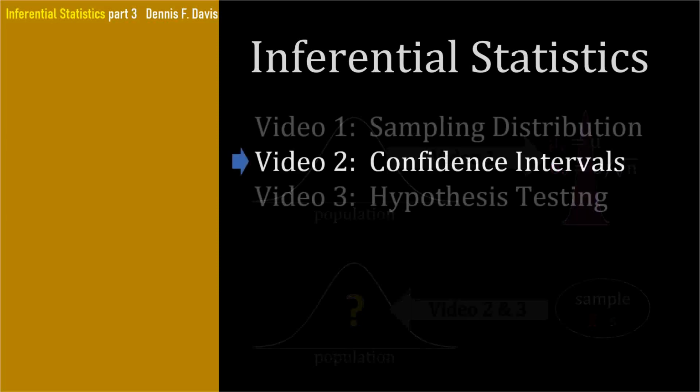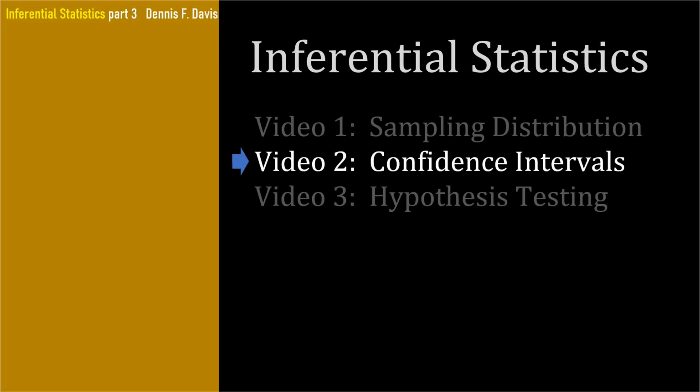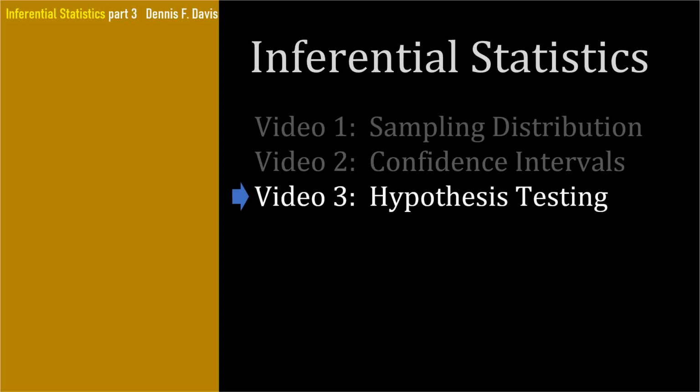In Video 2, we created confidence intervals for the mean and proportion, which are ranges of values likely but not guaranteed to contain the true population parameter. Now, in Video 3, we'll learn how to set up and conduct tests that will allow us to evaluate a claim, suspicion, theory, or hope about a population, when all we know is data about a random sample drawn from the population.